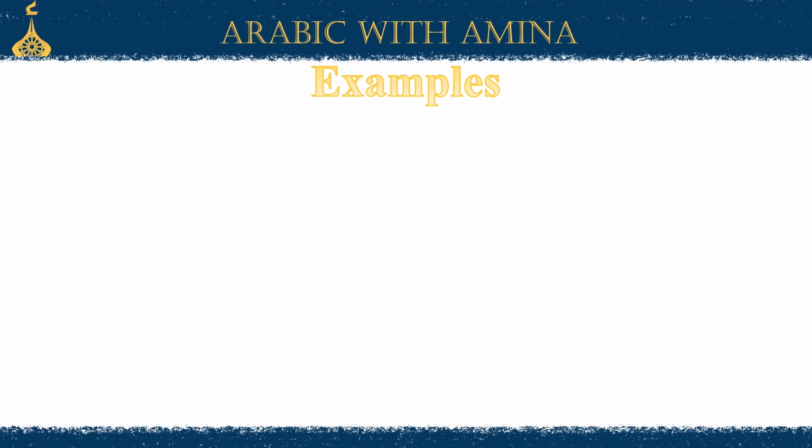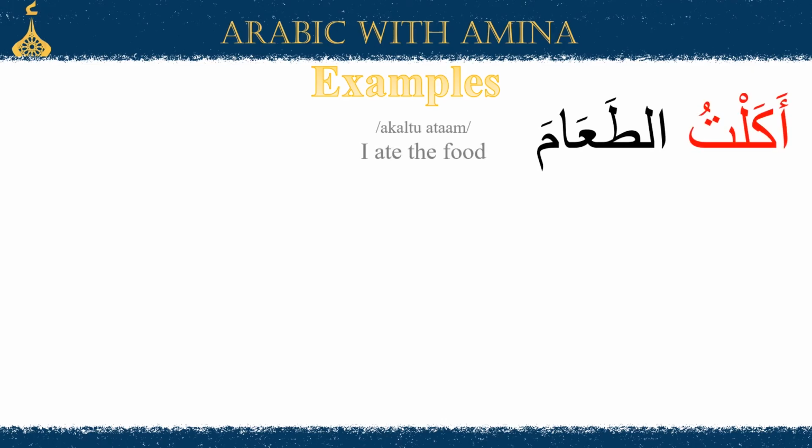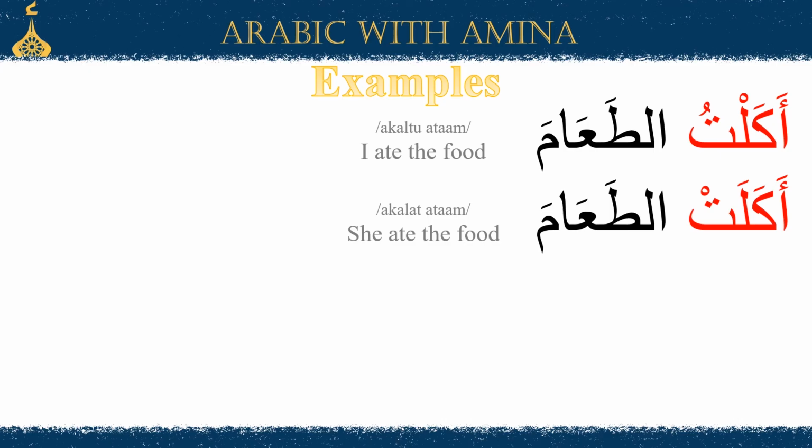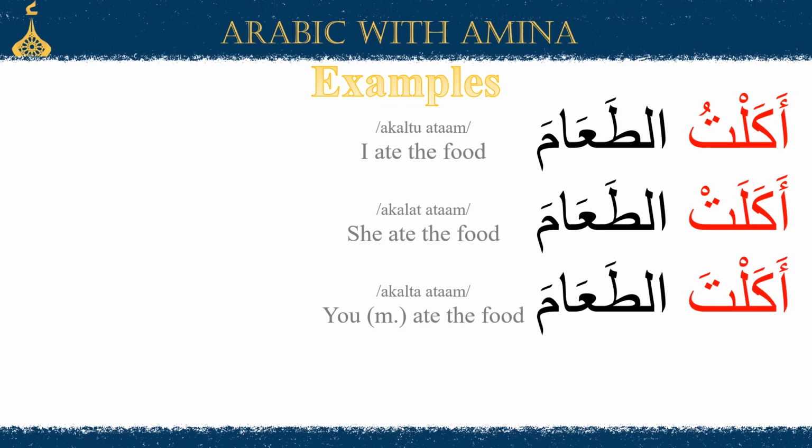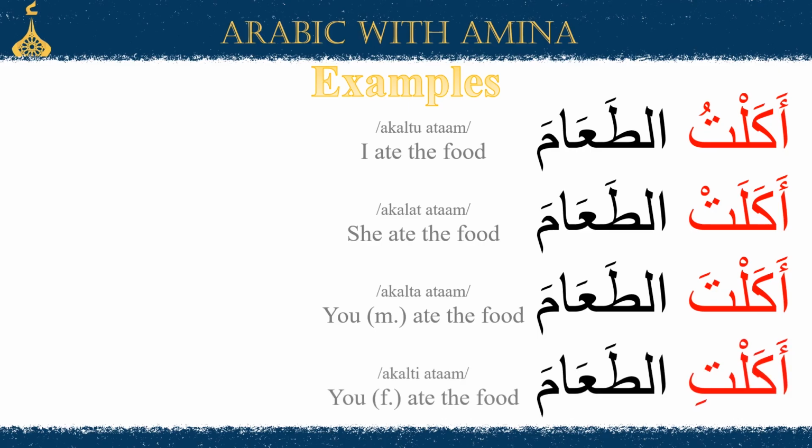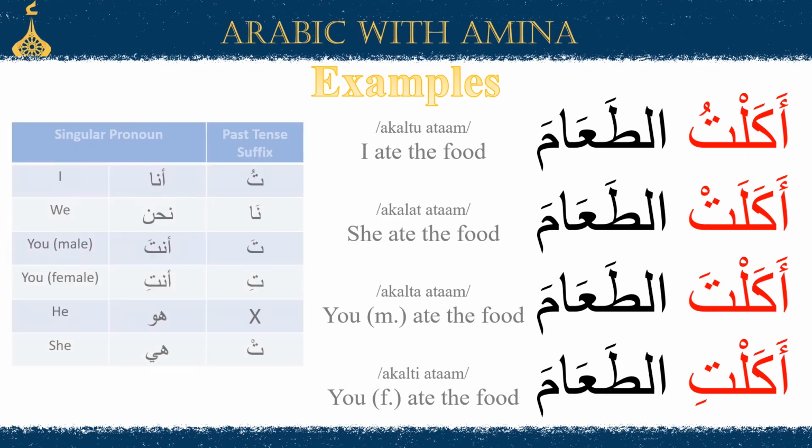A few other examples that may cause confusion for some people are أكلت الطعام. I ate the food. أكلت الطعام. She ate the food. أكلت الطعام. You, talking to a male, ate the food. And أكلتِ الطعام. You, talking to a female, ate the food. How can we differ these pronouns when added to the verb?